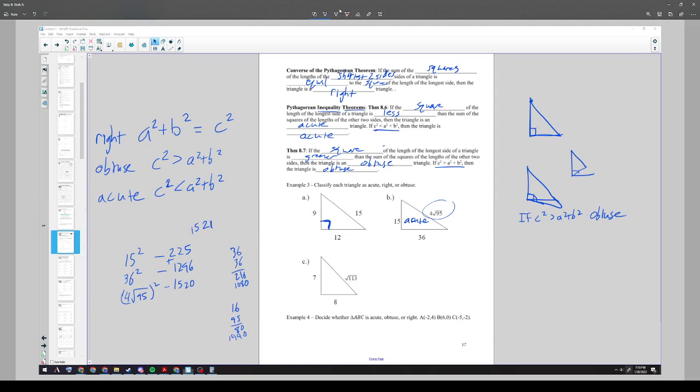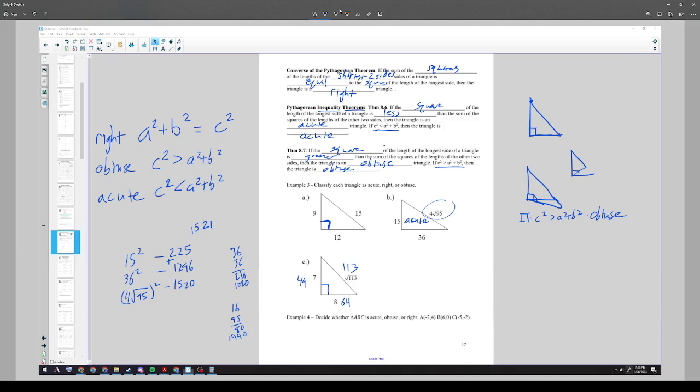Okay, this one we've got 7 squared is 49, 8 squared is 64, and the square root of 113 squared is 113. These are our two shorter sides. They make 113, so that is a right triangle. So that's how the Pythagorean inequality works, is just finding the squares of the three sides, adding the two shortest ones, and seeing if it's the right size for that hypotenuse or not.